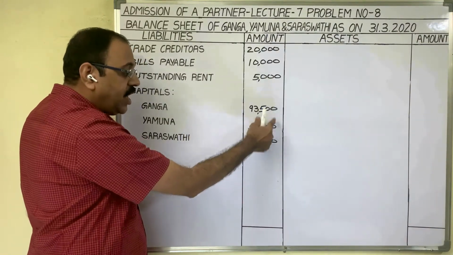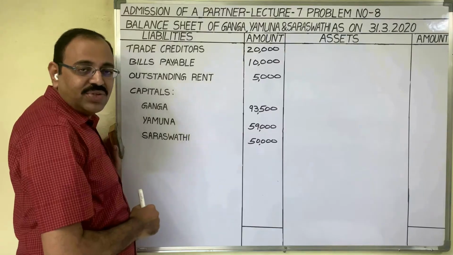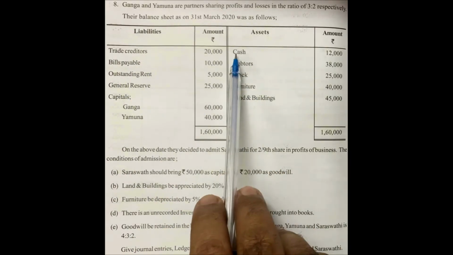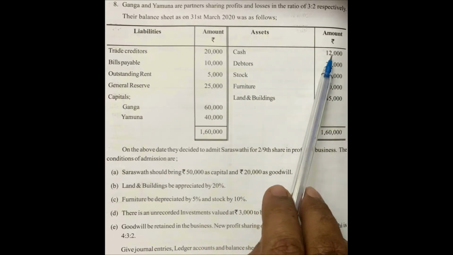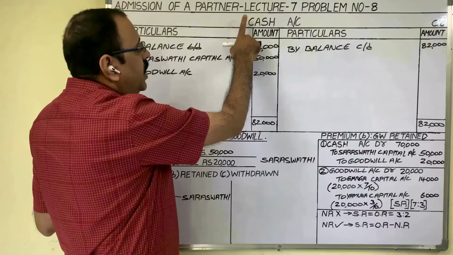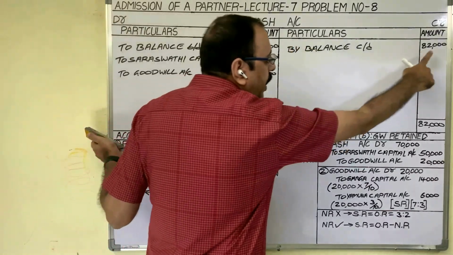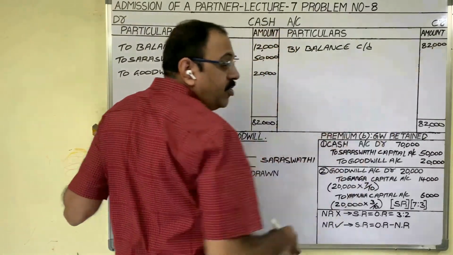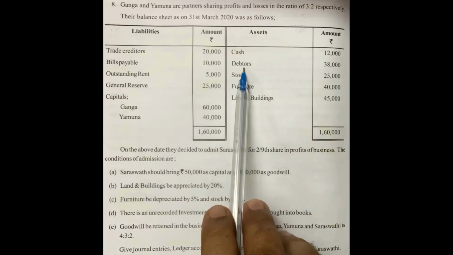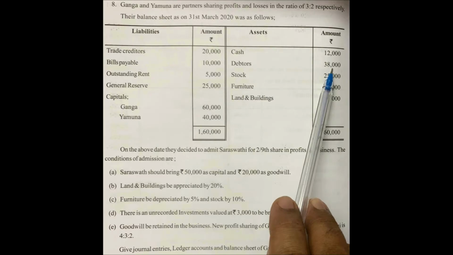Otherwise, directly in outer column you can show these three values. So liability side completed. Next come to asset side. First one, cash. Don't show this 12,000 rupees in new balance sheet. Which amount we have to show here? In cash account we got answer now 82,000 rupees. This amount we have to show here. Cash 82,000 rupees.